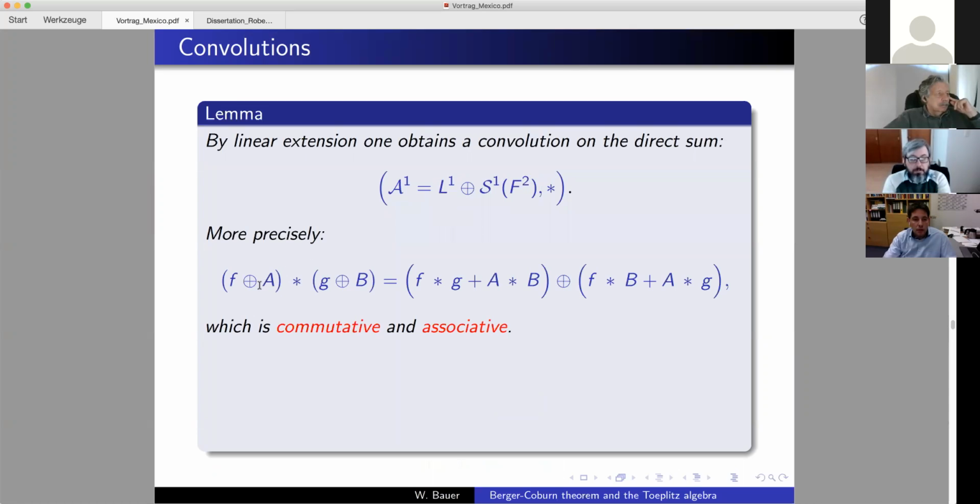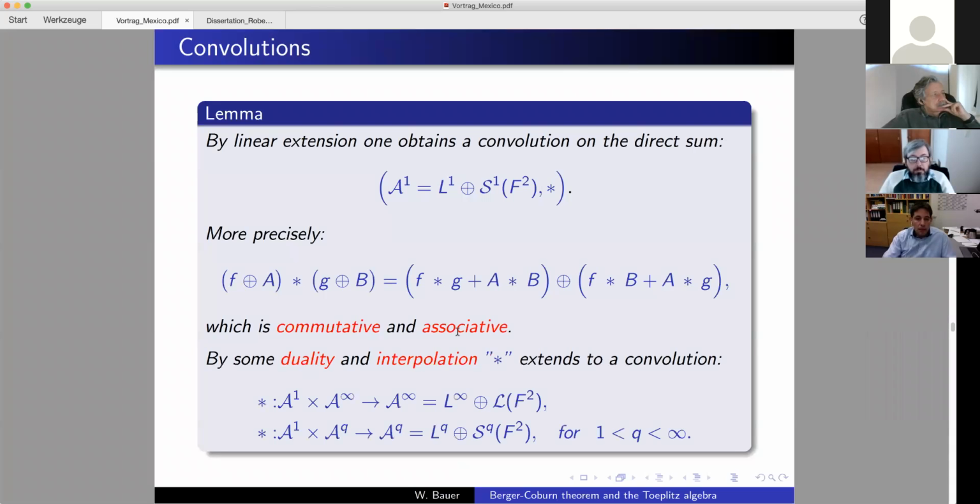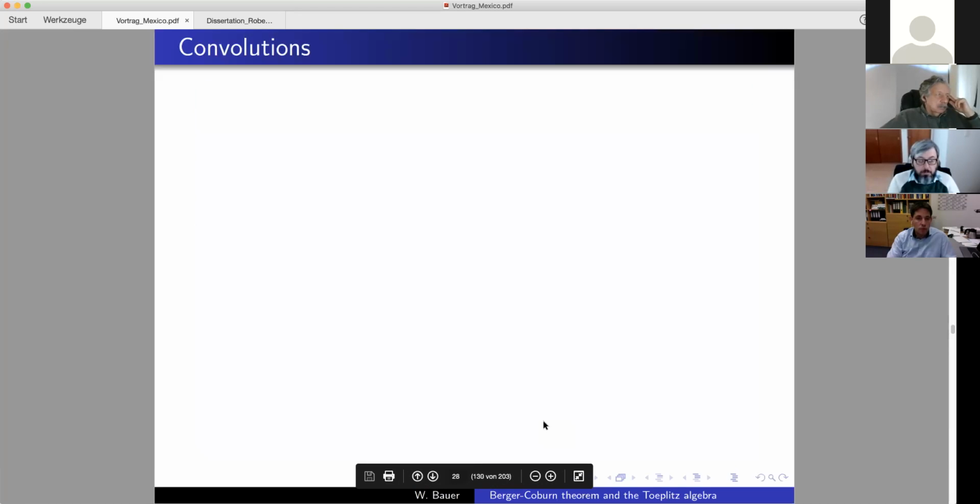So this is just a definition. I take a product of two elements in here, so I just multiply out. The first part here is a function, and this here is an operator. That's an operator. And that's a commutative product and is also associative. Then I can extend this product from A1 times A1 to A1 times A infinity. A infinity was that sum, L infinity plus bounded operators. And via interpolation, I can also get it from A1 times AQ. AQ is that space here. So that's an extension in the usual way.